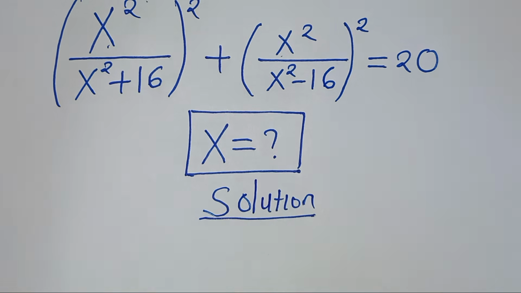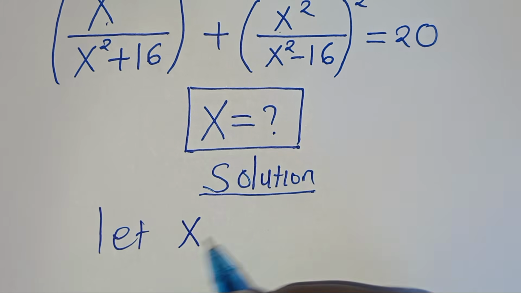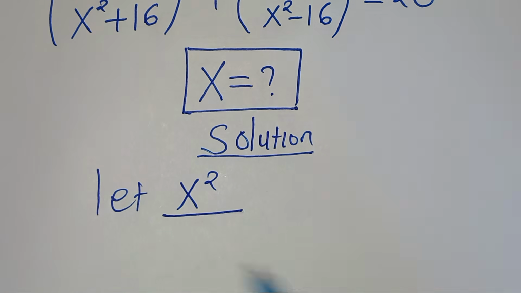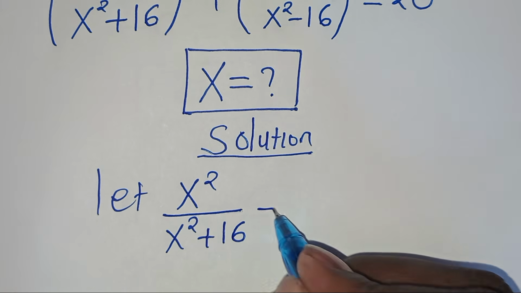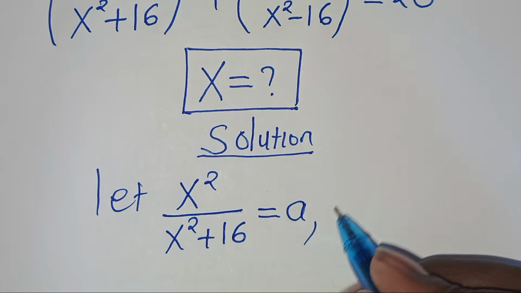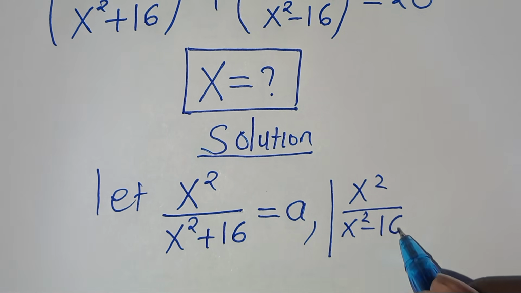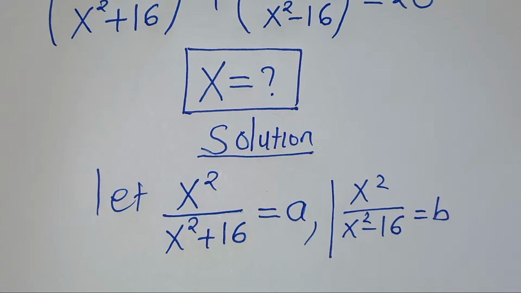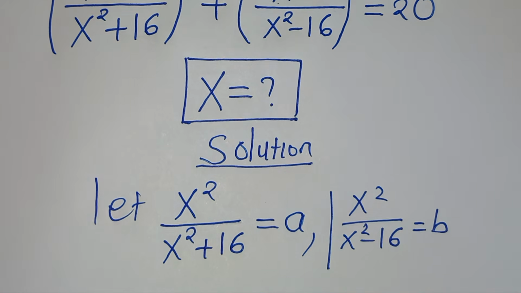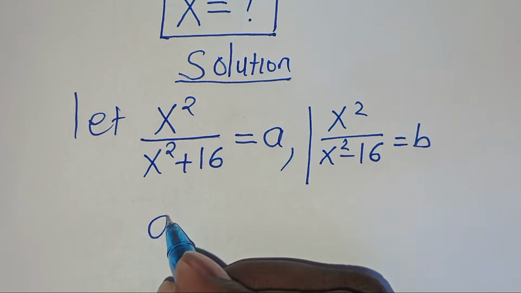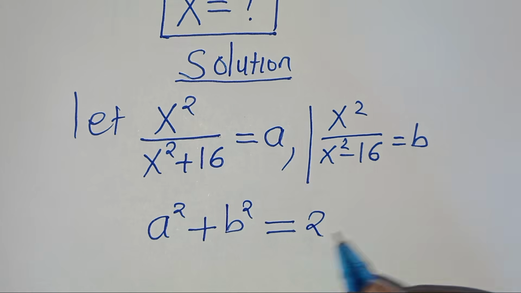The first step to do here, we can let x to the power of 2 divided by x squared plus 16 be equal to a, and we can let x to the power of 2 divided by x squared minus 16 be equal to b. So let's express this equation in terms of a and b. So we have a squared plus b squared, this is equal to 20.